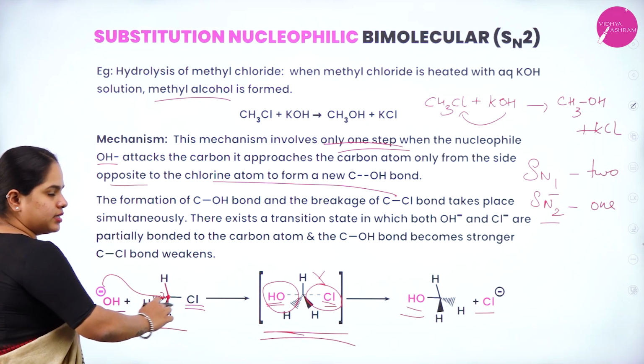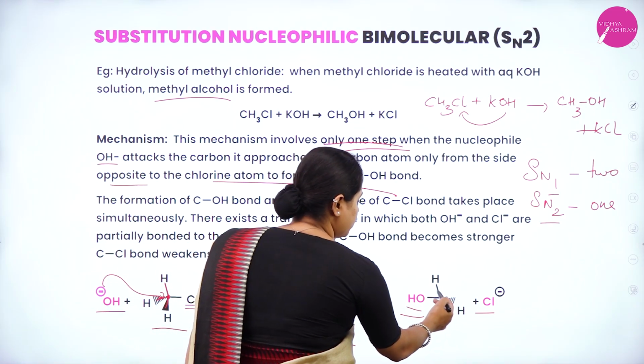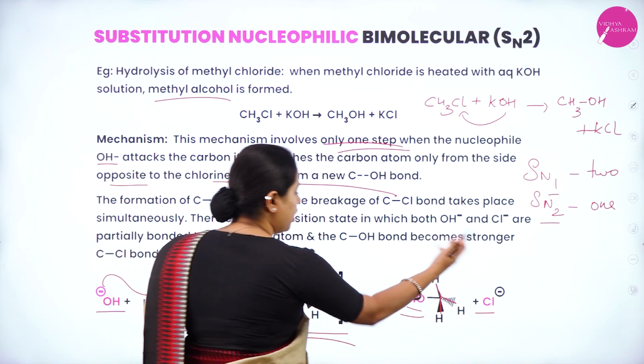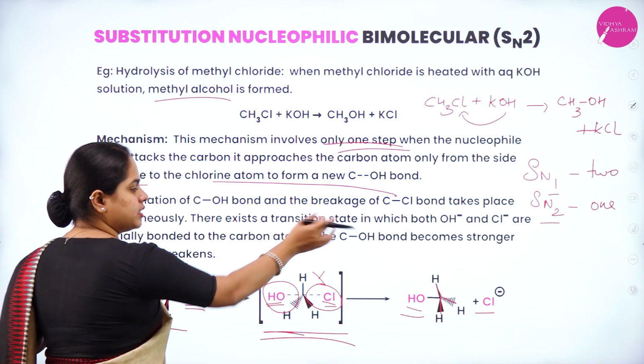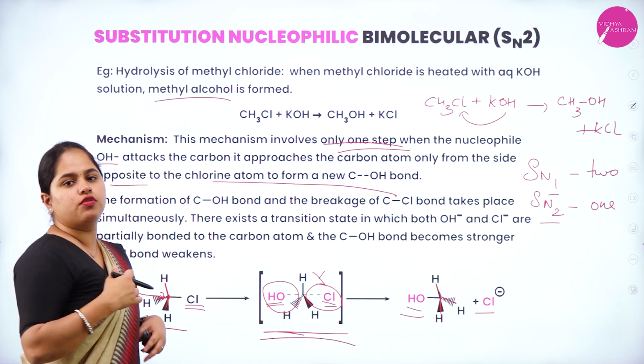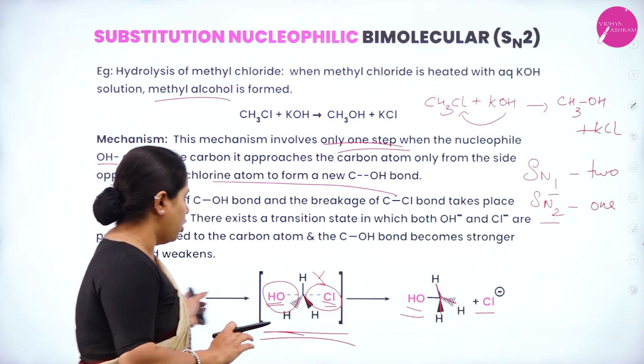Now the OH minus is attacking from this side and the Cl is removed from the other side. Now you can see the configuration has changed to the other side. The 3 hydrogen atoms were on this side. There you can see it is on the other side. So there is an inversion of configuration also which is taking place, which we will discuss in detail. So I hope this is clear.